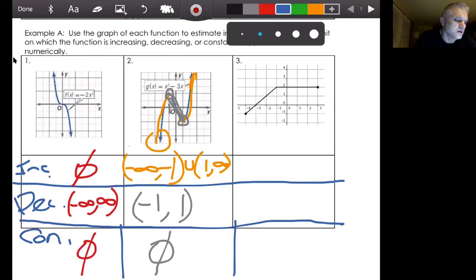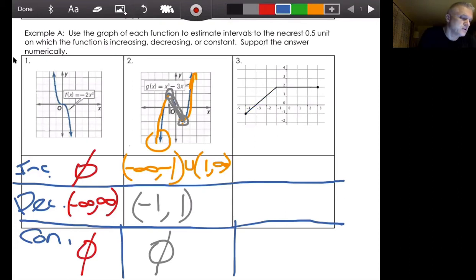Question 3, let's look for increasing from left to right. From left to right, this is increasing. Okay, it's going up. So where is it going up from? That's not an arrow. Okay, that's not an arrow. So that's kind of important. It starts right here at negative 4. Okay, so from negative 4 to this point right here, and that's at negative 1.